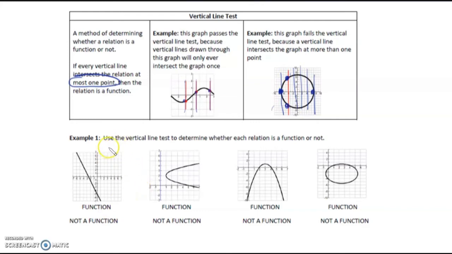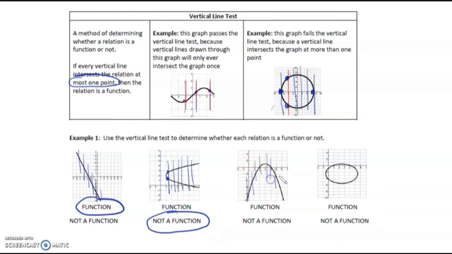Okay, example 1: use the vertical line test to determine whether each relation is a function or not. When we go vertically here, it always passes just once. When we go vertically here, we notice that multiple times it passes the graph more than once, so not a function. Go vertical here, passes once, so this is a function. Vertical here, it's passing more than once, multiple times, not a function.